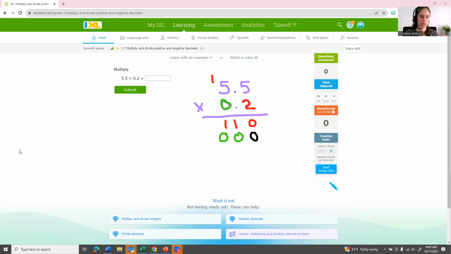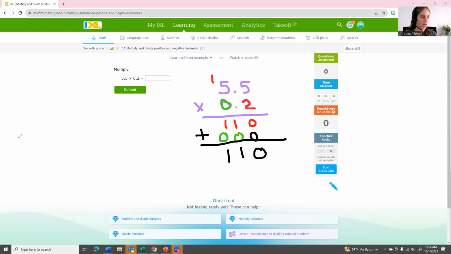Now that our multiplication is complete, add up our total here. 0 plus 0 is 0. 1 plus 0 is 1. 1 plus 0 is 1. Now we're not quite finished because we need to determine where our decimal point is going to go.